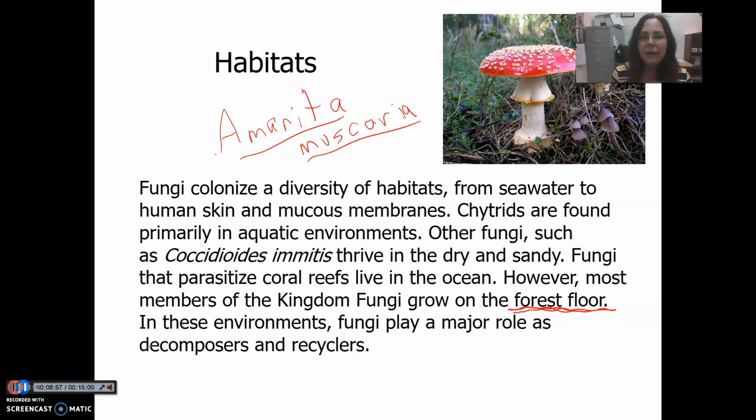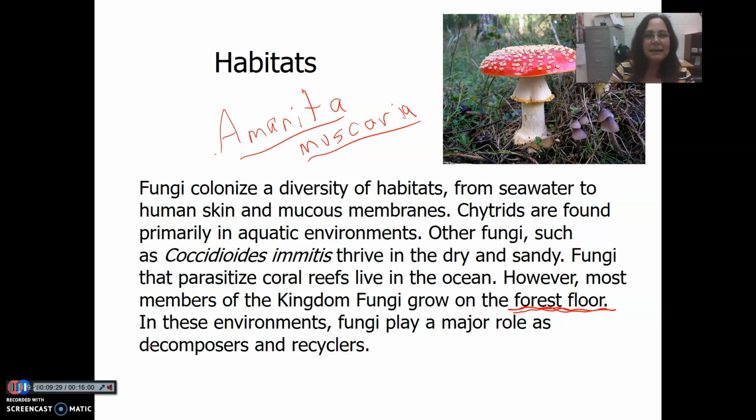mucous membranes. It's not fun to think about, but yeast infections occur in the genital region of males and females. Particularly little baby boys can get yeast infections because of the diaper and the moisture. And there's a yeast infection in the mouth called thrush. And then there's yeast we use to make bread. So those are different environments that fungi can grow in other than on the forest floor.